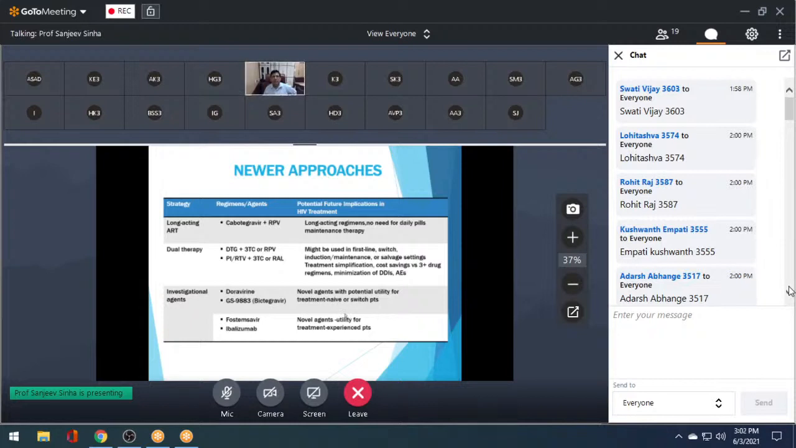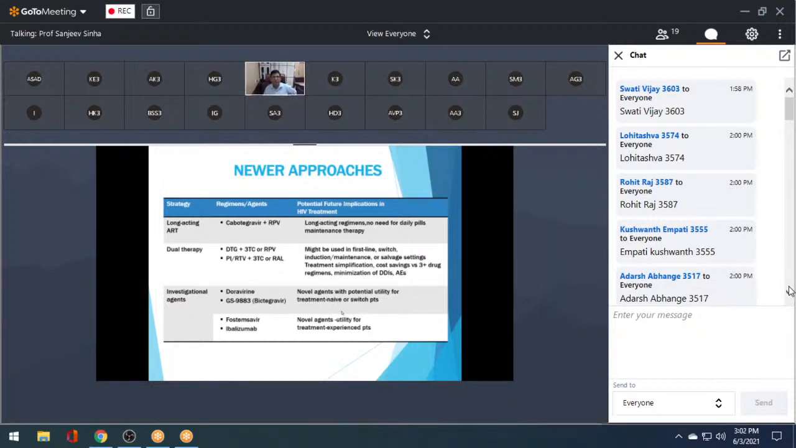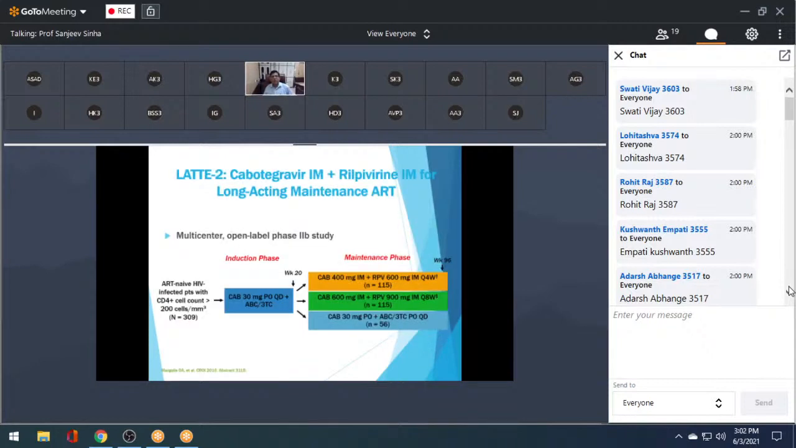So coming to the other newer approaches which are available, we have long acting antiviral drugs. And then we have dual therapy like dolutegravir and lamivudine. And then we have some PI-based regimens with NRTI. And then we have some immunosuppressant agents also, which are going to be available in the future. So there are different kinds of newer approaches, and some are available in other countries, but not exactly in India.